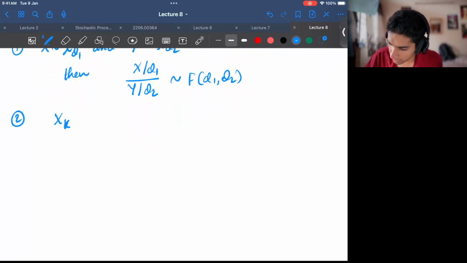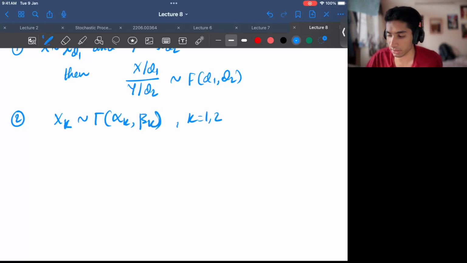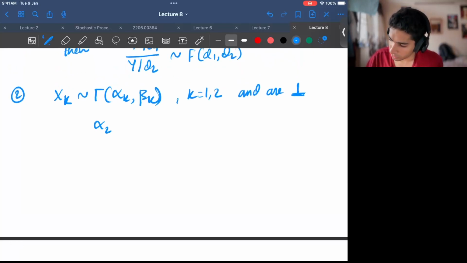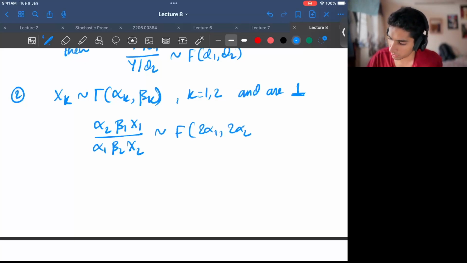The second thing, I will write it down. If xk is a random variable distributed according to a gamma distribution with parameters alpha k and beta k, for k equal to 1 and 2, so there are two random variables x1, x2 distributed according to gamma distributions with parameters alpha 1, beta 1 and alpha 2, beta 2 respectively, and they are independent, and I will use this sign to indicate independence, then (alpha 2 beta 1 x1) / (alpha 1 beta 2 x2) is distributed according to an F distribution with parameters 2 alpha 1 and 2 alpha 2.